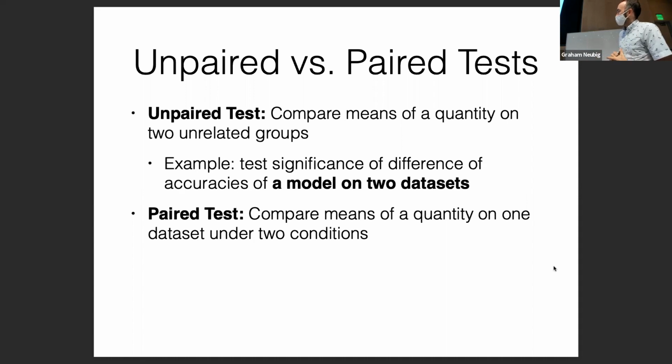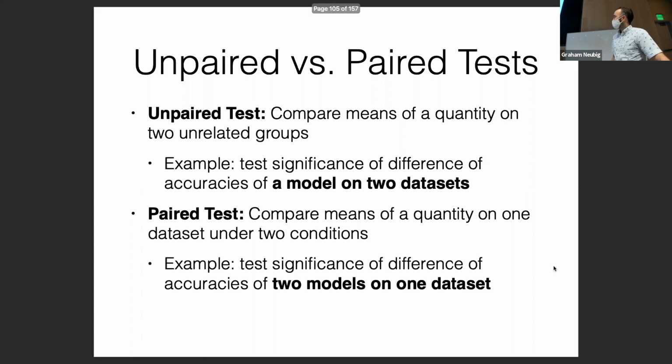A paired test compares means of a quantity on one data set under two conditions. So an example of this would be testing significance of a difference of accuracies of two models on one data set. And this is very often what we want to do, right? We have a generative classifier, a discriminative classifier. We'd want to test the difference between them on the same data set. Another example would be, let's say we had everybody in the class and we wanted to test whether they sleep more on weekends or weekdays. So there, everybody in the class is still the same, right? It's the same group of people, but we have two conditions. We have how much sleep on weekends and how much sleep on weekdays.